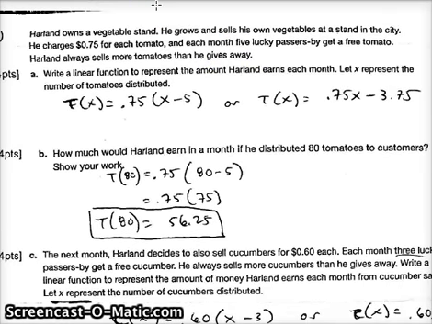Harlan owns a vegetable stand. He grows and sells his own vegetables at his stand in the city. He charges 75 cents for each tomato, and each month, 5 lucky passersby get a free tomato. Harlan sells more tomatoes than he gives away. Okay, so 75 cents per tomato.